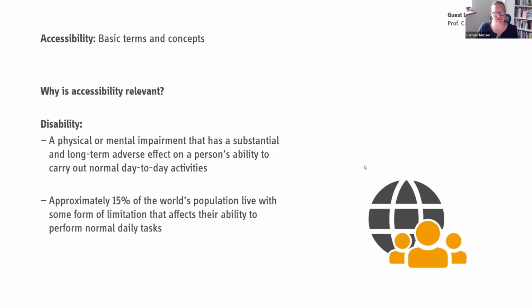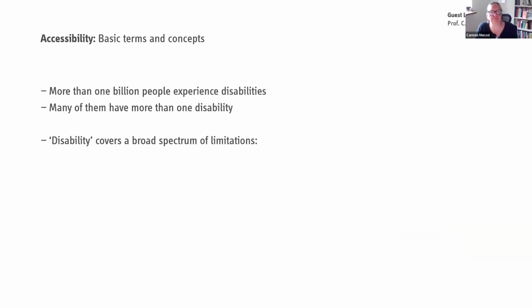Disability means a physical or mental impairment that has substantial and long-term adverse effect on person's ability to carry out daily routines. And the fact is that approximately 15% of the world's population suffer from impairments and limitations. And this is not so little. Yeah, it's a lot of people. The other thing is that more than 1 billion people overall experience disabilities, and usually they do not just have one.